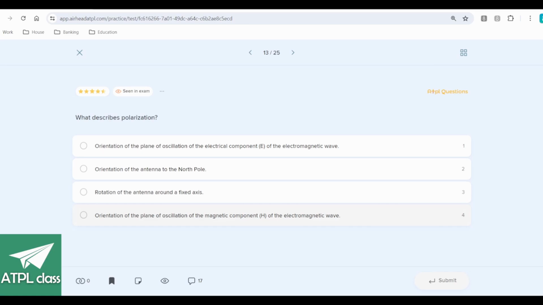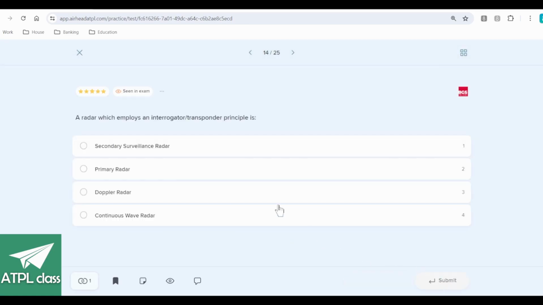Orientation of the plane of oscillation of the magnetic. No, so it's the electric component. There we go. A radar which employs an interrogator transponder principle is secondary surveillance radar. Let's look at the others. Primary, no, that's reflection. Doppler, that's reflection. Continuous wave, we don't really look at that.